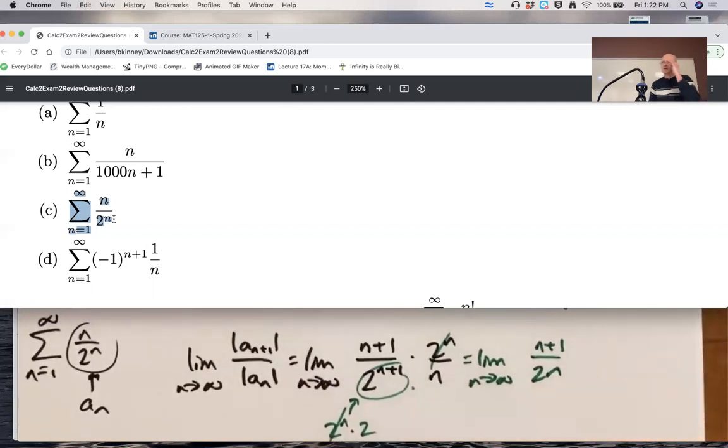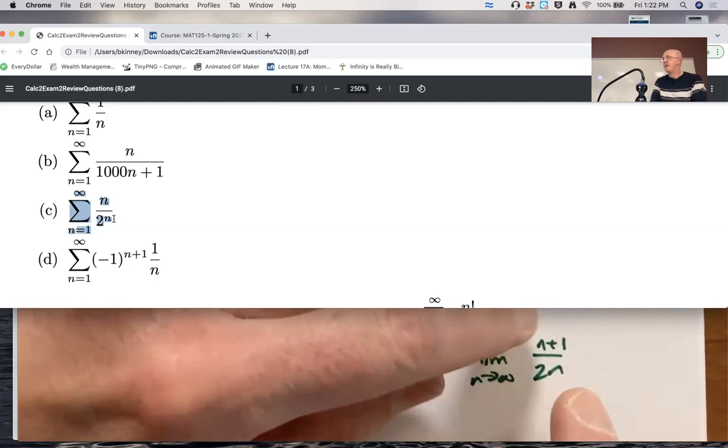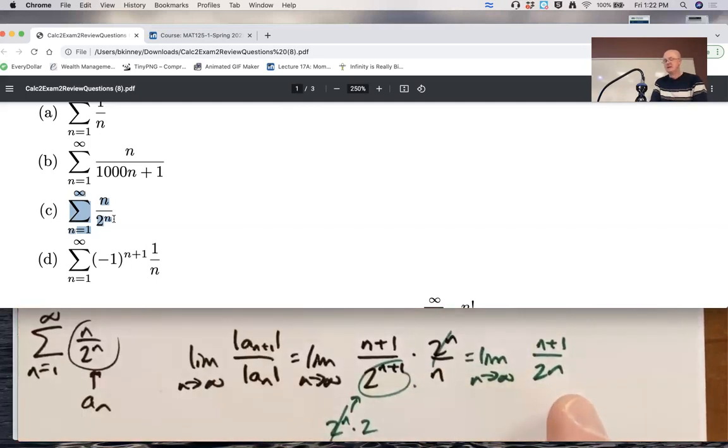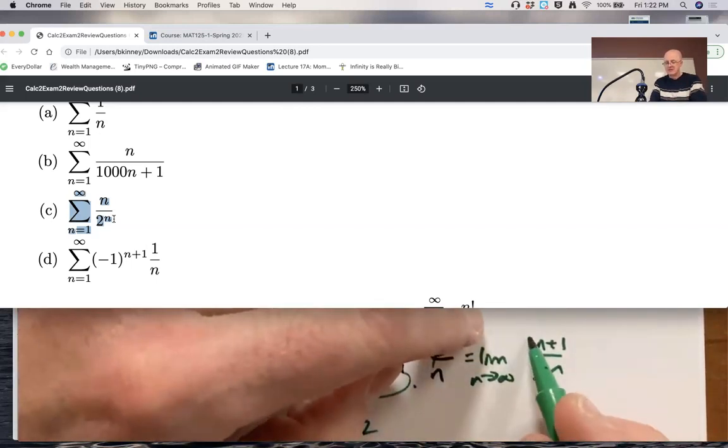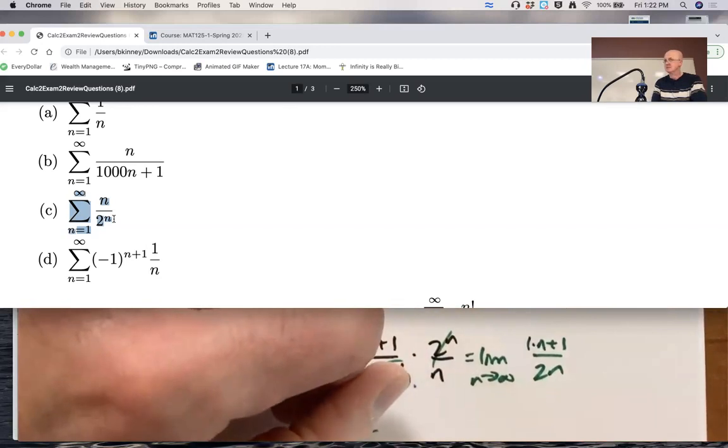A rational function of n. You could evaluate this limit if you pretended n was a continuous variable by using L'Hopital's rule, or using the things I told you in the past. The degree of the top and bottom are the same, 1. So just look at the coefficients of the highest powers. This is 1/2.